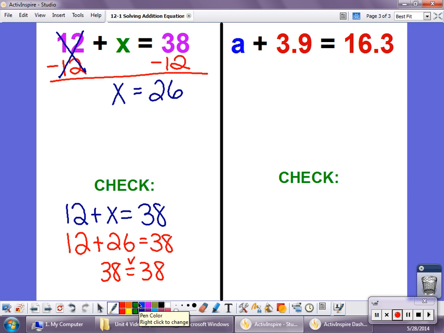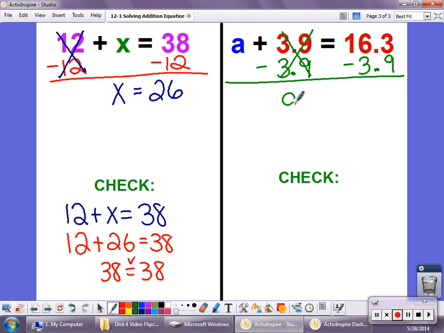Now, the problems can be done with fractions and decimals also. You follow the exact same process. So a plus 3.9 equals 16.3. To isolate that variable, I'm going to do the opposite of adding 3.9, which is subtracting 3.9. And I'll do that on both sides, which means these two numbers cancel out, and I'm going to be left with a equals 12.4. Now, you might not be able to subtract that in your head, and that's okay.